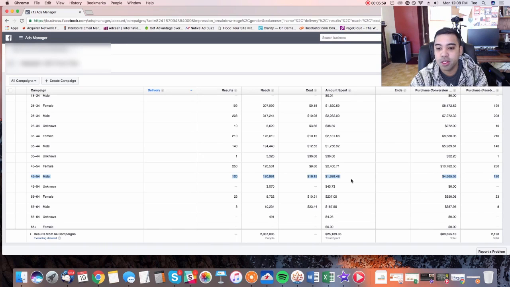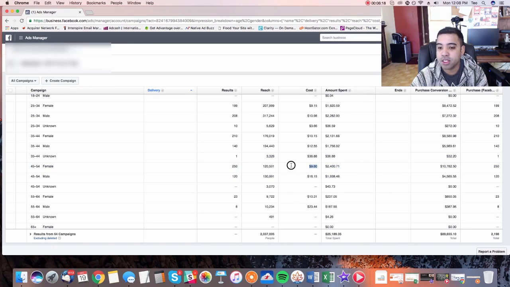If you want to use this to build up an email list, audience, and things like that, go for it. But if you're looking in terms of ROI and profitability, then I would shut it down and allocate those funds into something bigger and scale out the bigger campaigns like this one, the female campaigns, 45 to 54.